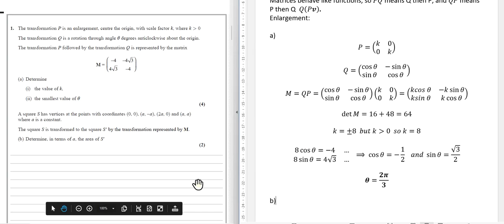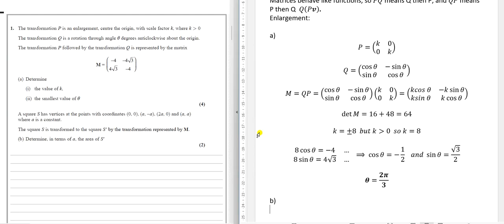Next, a square S has vertices at these points. The square is transformed. Determine the area of S.